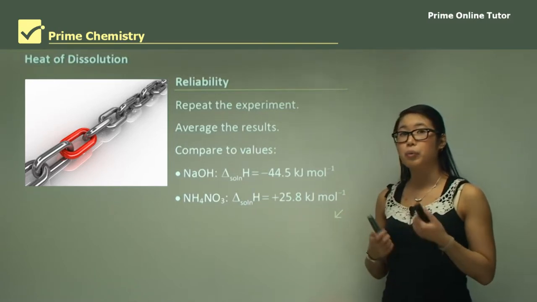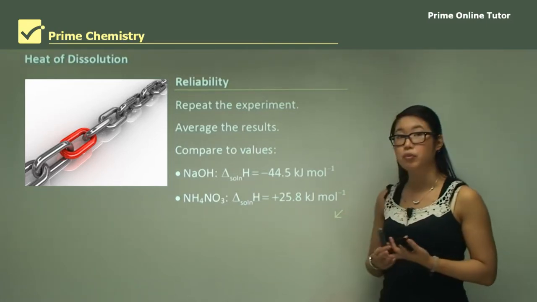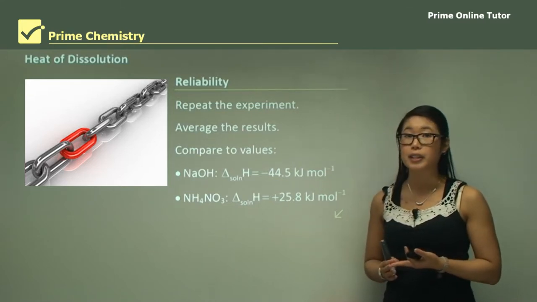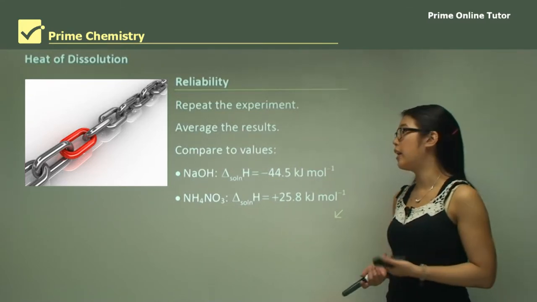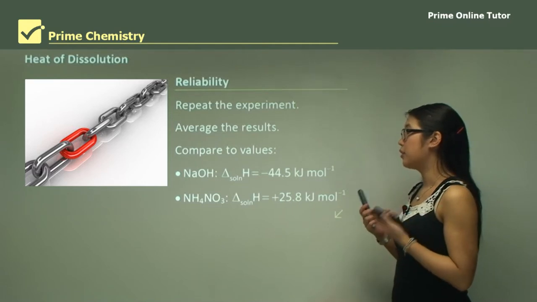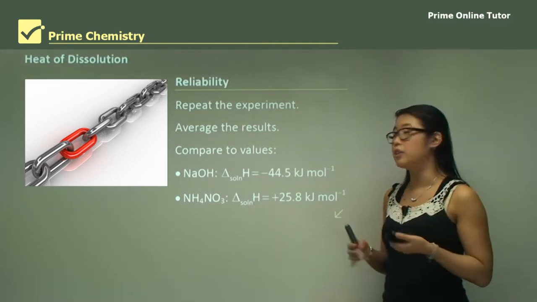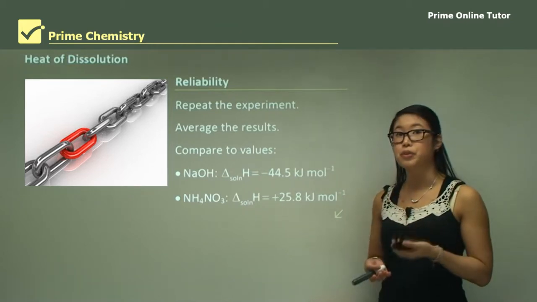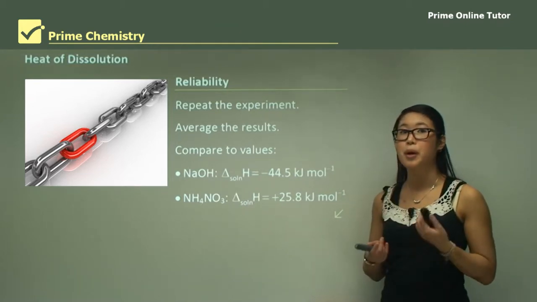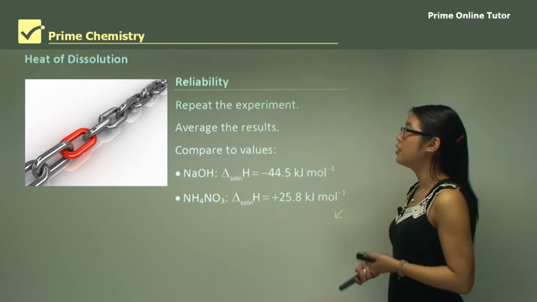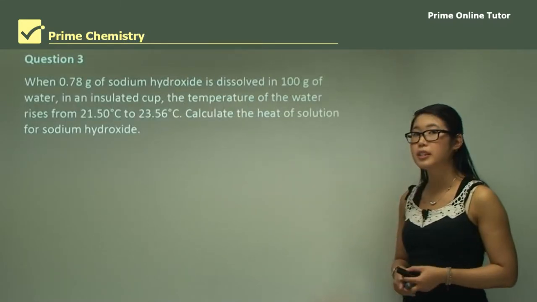And when we know the change in temperature, the mass of what we used, and the specific heat capacity of water, we can then calculate the number of joules that is either released or absorbed by the substance. So using that, we can answer just a few questions.